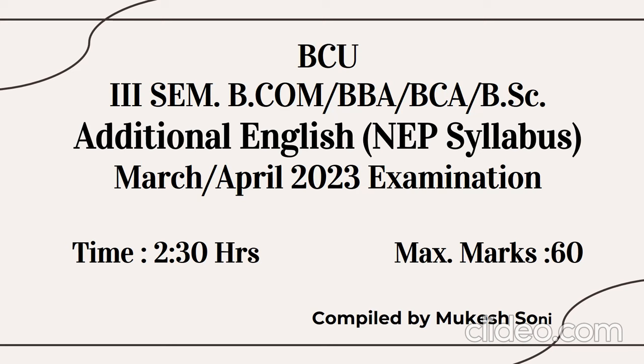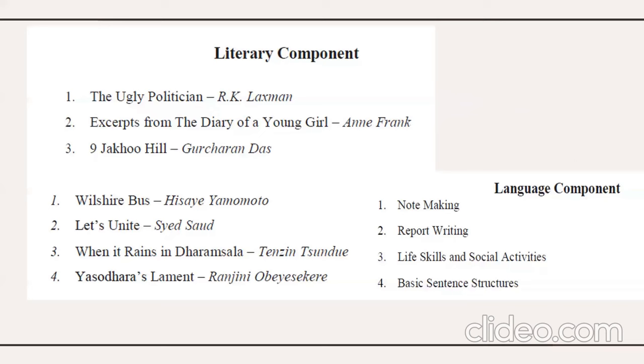Duration of the examination is 2 hours 30 minutes, maximum marks 60. Before that, let's have a glance at the syllabus. You have about 6 chapters and 1 play. Those 6 chapters are The Ugly Politician, Excerpts from the Diary of a Young Girl, Wilshire Bus, Let's Unite, When It Rains in Dharamsala, then Yashodhara's Lament. So these are the 6 lessons, and then The Nine Jakho Hill, a play by Guru Charan Das, which has a weightage of 15 marks, so it's very important.